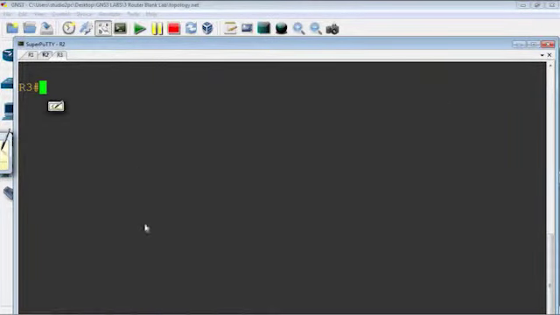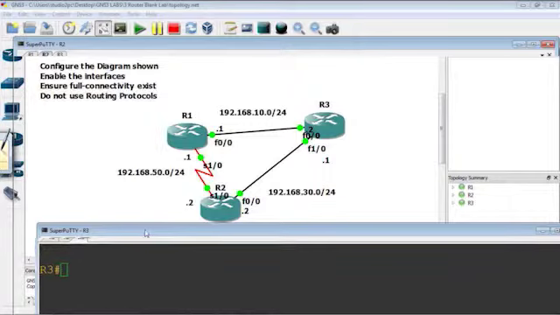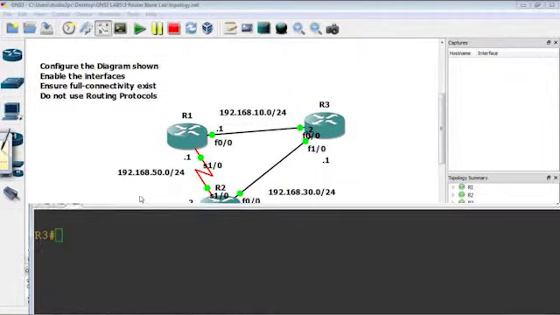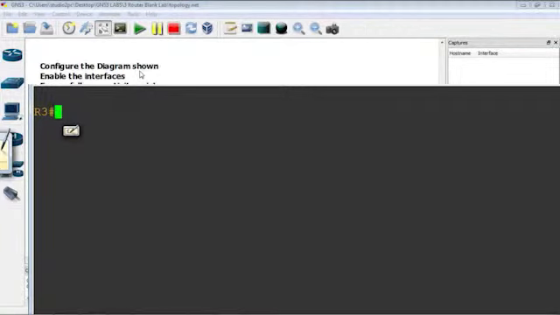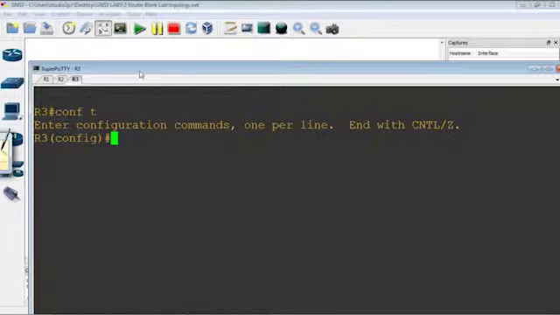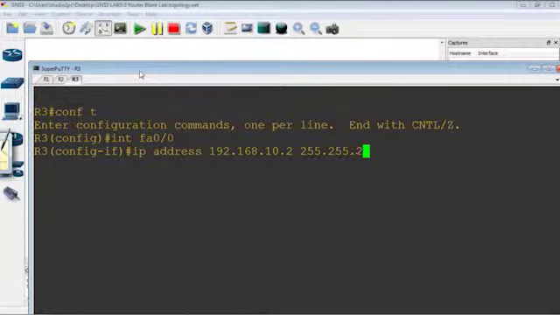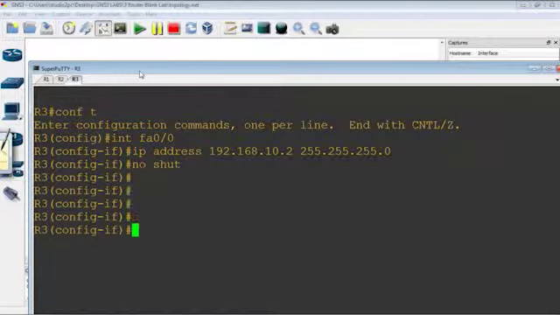Let's take a look at router 3. And we've got FA00 is on the 10 and FA10 is on the 30. So we're going to do global configuration mode, interface configuration mode. Now that I brought up that interface, I should be able to ping the first interface.